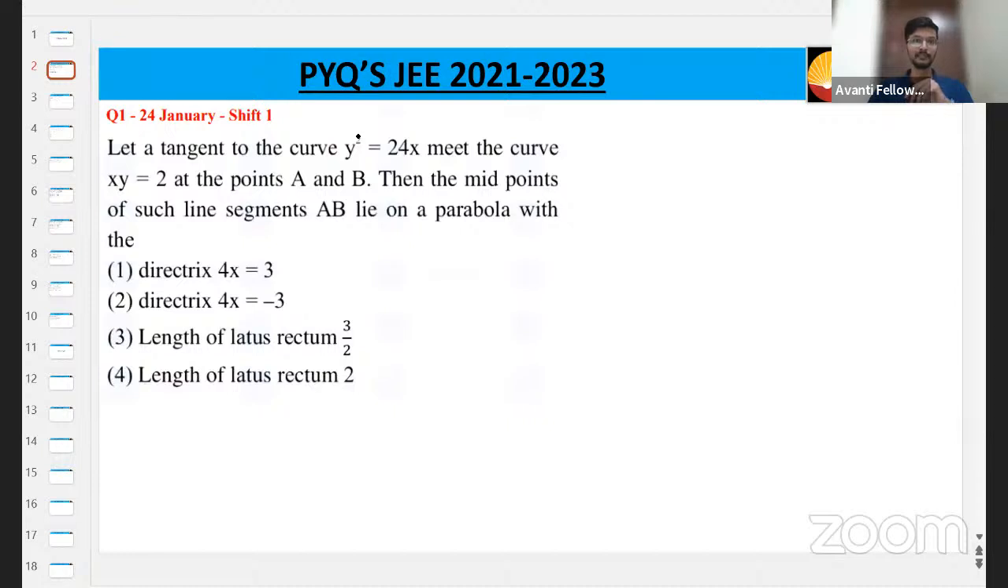So here the questions of conics will mainly be based on combined conics. That means in the same question, there will be parabola and hyperbola. Same question, there will be ellipse and hyperbola, circle and hyperbola, and so on. So such type of questions are asked in JEE. So let's read the question and try to understand what it is saying.